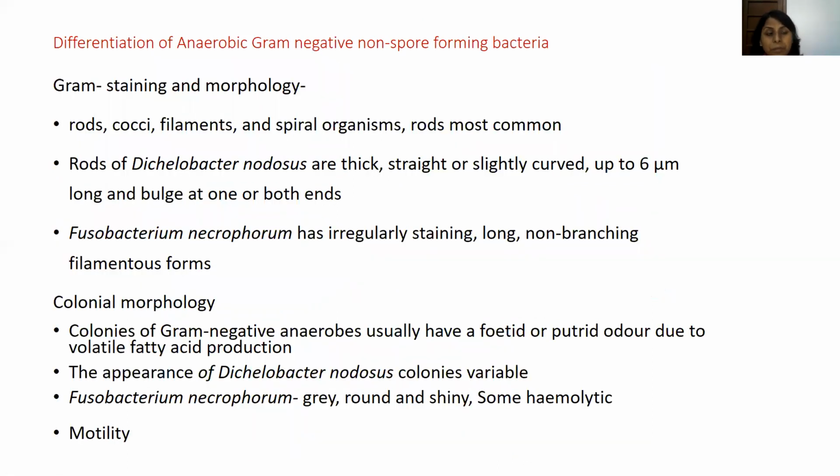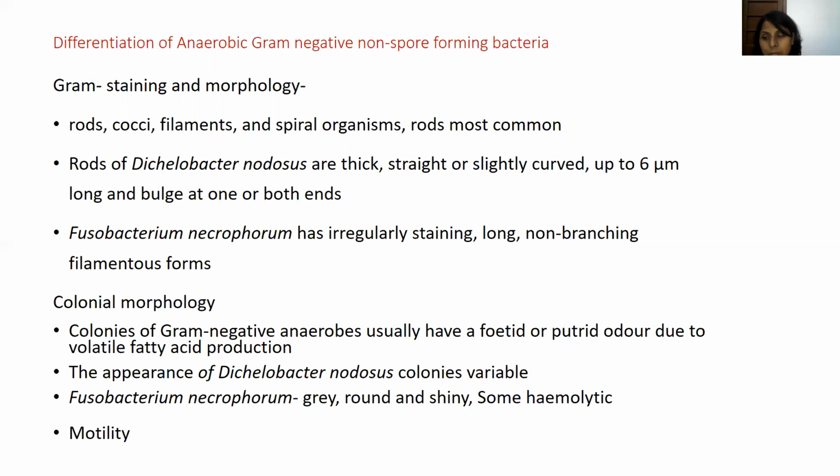So how can we differentiate these anaerobic gram-negative non-spore forming bacteria? By gram staining and morphology: rod shape, cocci, filaments, spiral. These are the different forms in which these bacteria may be present, but the rod form is the most common. The rods of Dichelobacter nodosus are thick, straight or slightly curved, up to 6 micrometers long, and they bulge at one or both ends. Whereas Fusobacterium necrophorum has irregular staining, and is a long, non-branching filamentous form.